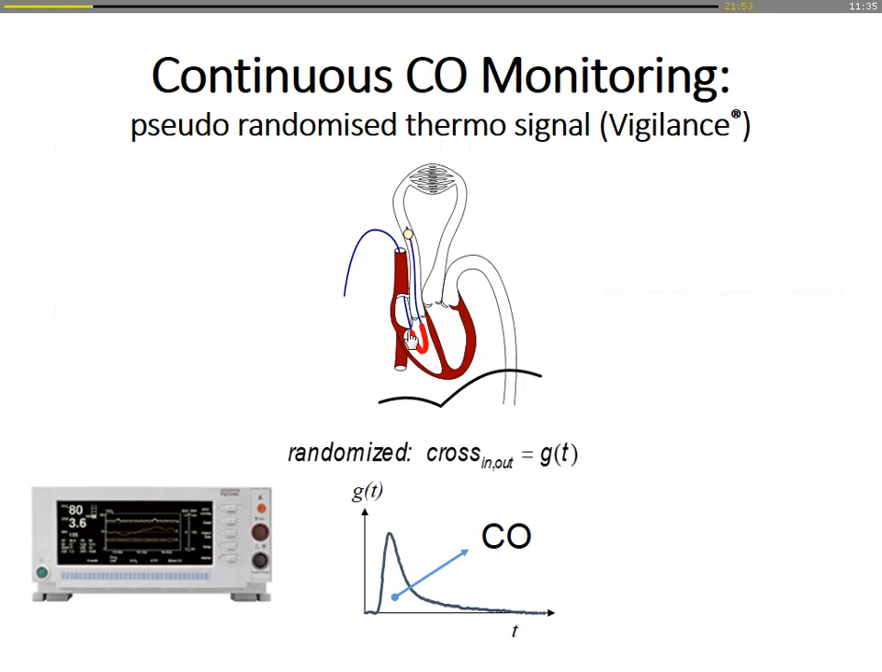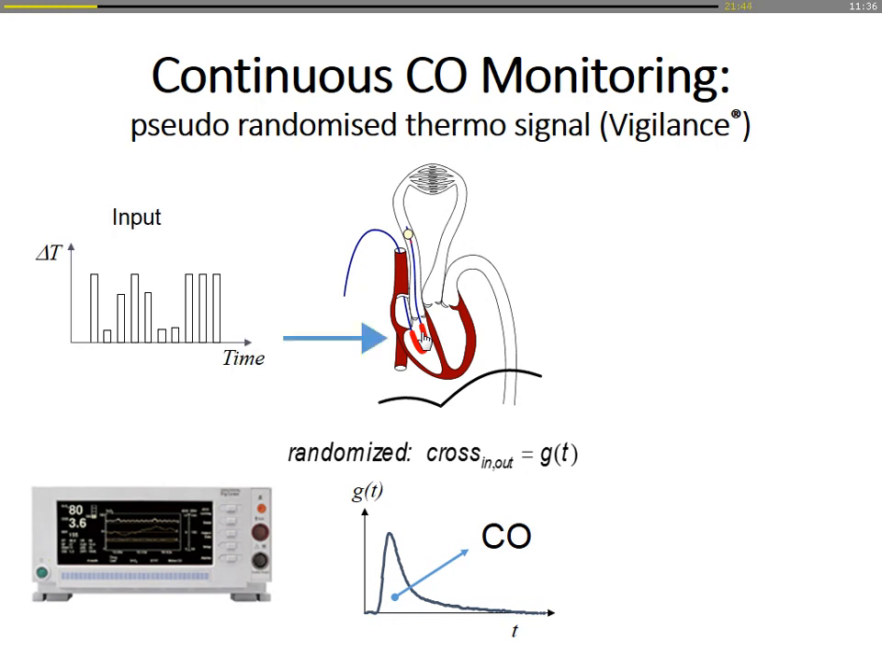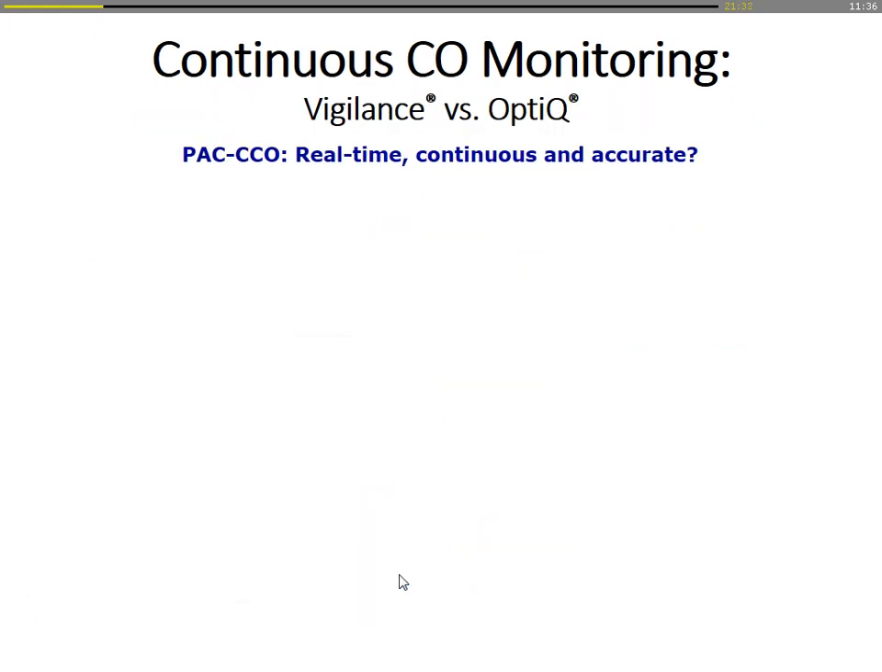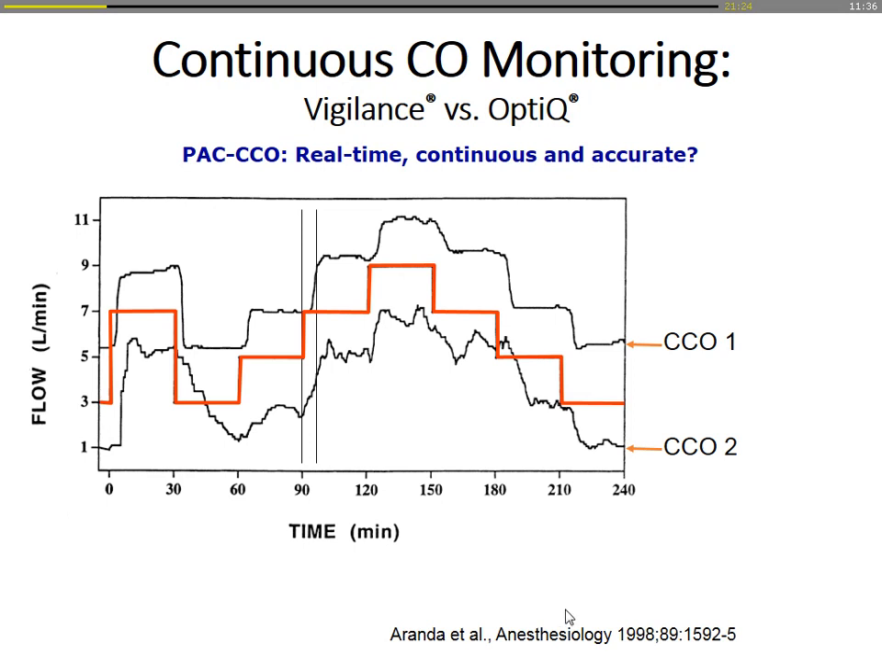So what does this technique do? They have a thermofilament in this pulmonary arterial catheter, which is in the right ventricle, and which randomly gives a thermosignal, like here, an input signal, and this is measured at the output side. And so it's not cold injection like the previous method, but now it's warm, but it gives you the same kind of information. And is this continuous? Is this real time, or is it accurate? This has been challenged some years ago.